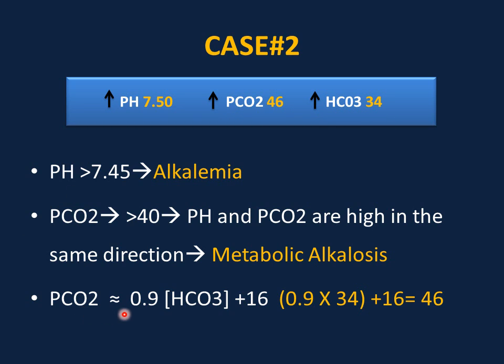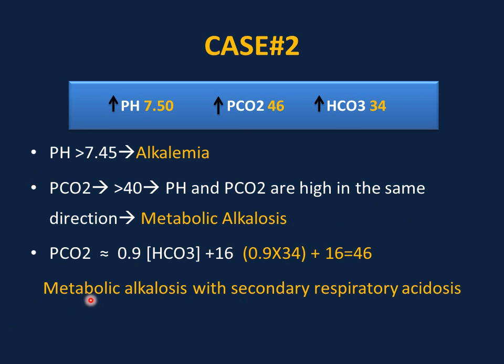So by using this formula, the PCO2 equals 0.9 times the bicarb plus 16. So 0.9 times 34, which is the bicarb, plus 16 will be equal to 46. So 46 here equals the 46 here. So this is appropriate respiratory acidosis compensation. This is a classic presentation of metabolic alkalosis with secondary respiratory acidosis. So again, quickly, the pH is elevated, the PCO2 is elevated. This is metabolic alkalosis, and the bicarb here is elevated, which confirms the diagnosis. And the PCO2 is elevated as a secondary respiratory acidosis compensation.